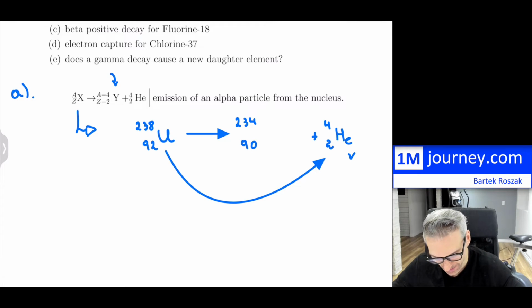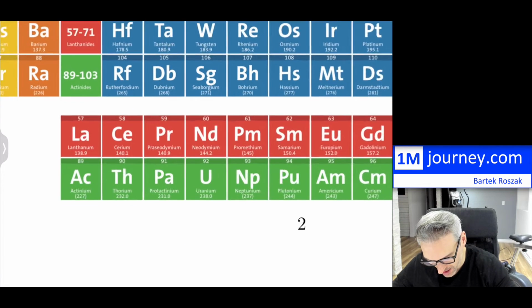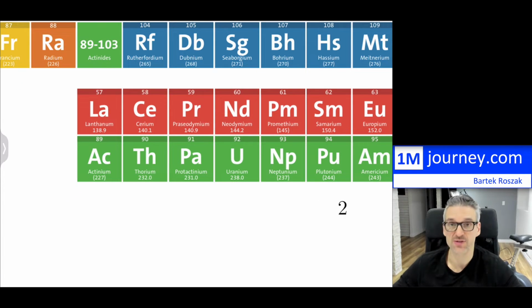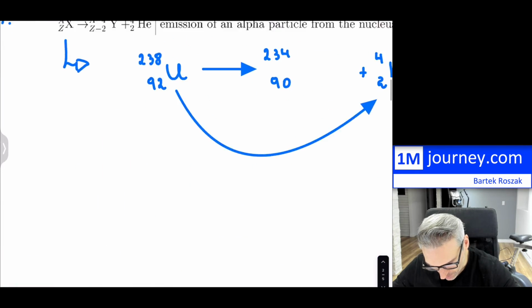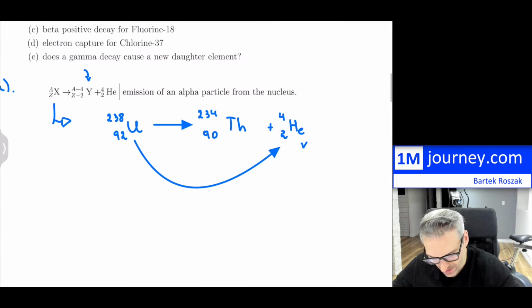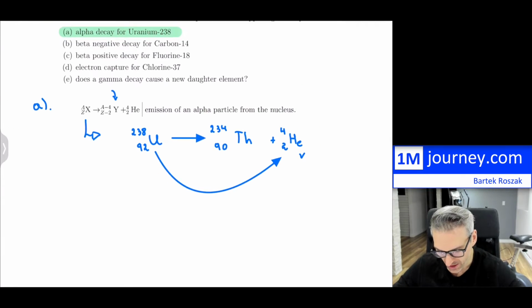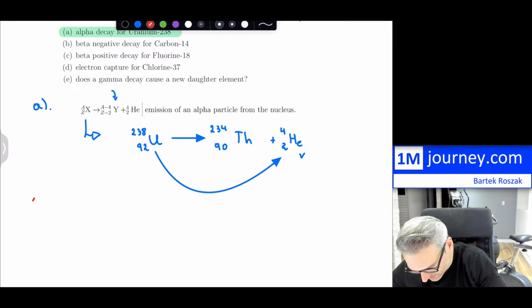So this is 90. Now within here, you can now go back. Okay, so if it drops down to 90, notice that that is thorium, which is going to be TH in here. I'm going to go back in here. So as you put in, you can now label TH. And here is your alpha decay for this part A. Now for part B, I'm going to jump into part B.